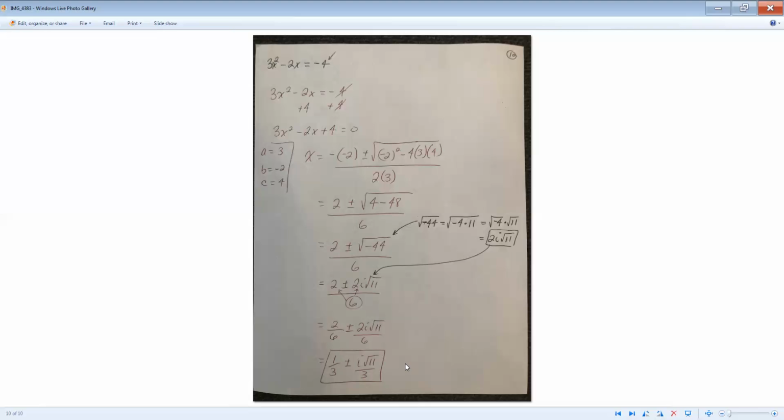And that will be your final two answers in the most simplified form. Let me know if you have any questions.